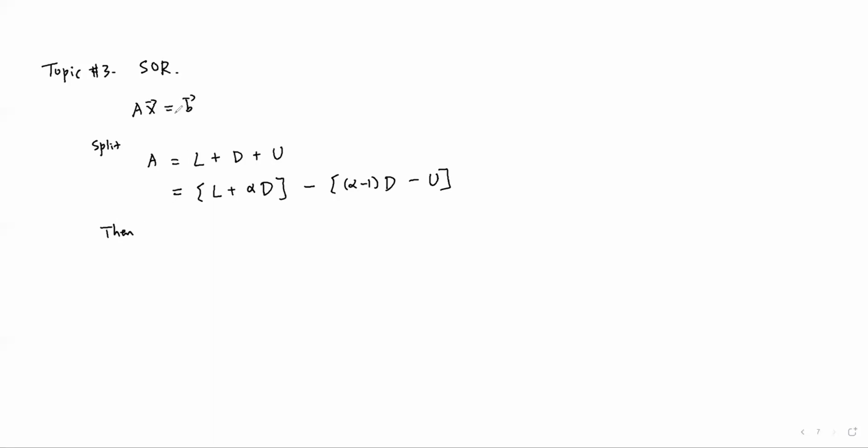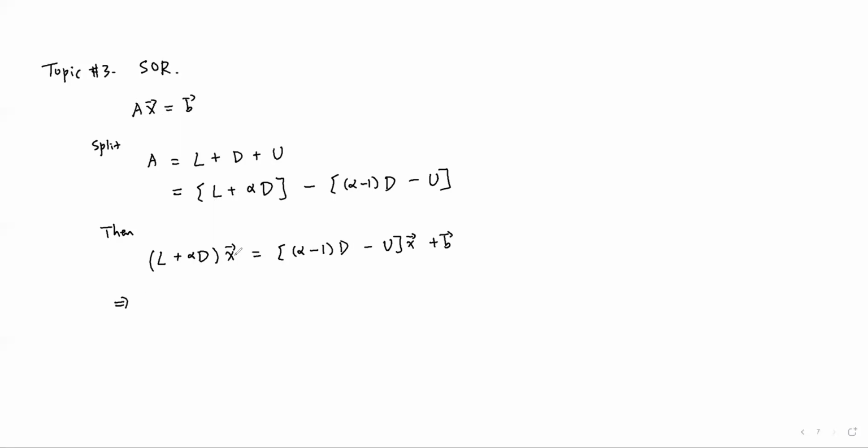Then plug this equation into the linear system, replacing A by this expression, and rewrite the resulting linear system as (L plus alpha D) X equals ((alpha minus 1) D minus U) X plus B.